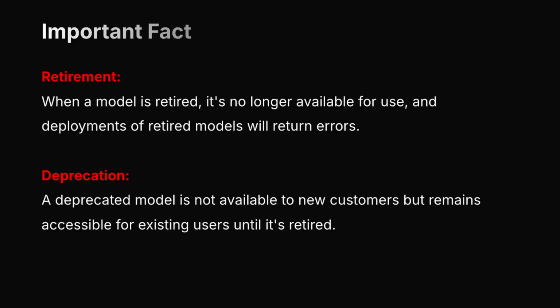Important fact: Azure OpenAI Service frequently updates its models, introducing new and more capable versions. As part of this, older models are deprecated or retired. Retirement means when a model is retired, it is no longer available for use, and deployments of retired models will return errors. Deprecation: a deprecated model is not available to new customers but remains accessible for existing users until it's retired.